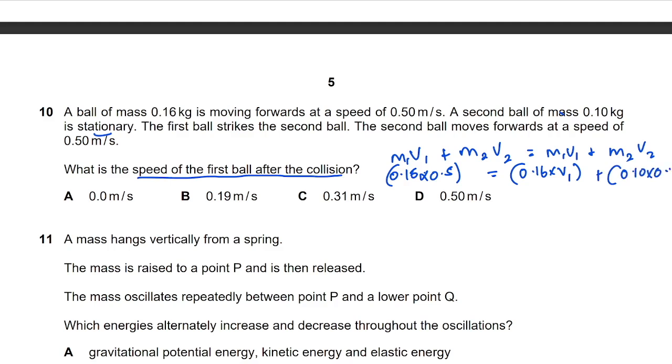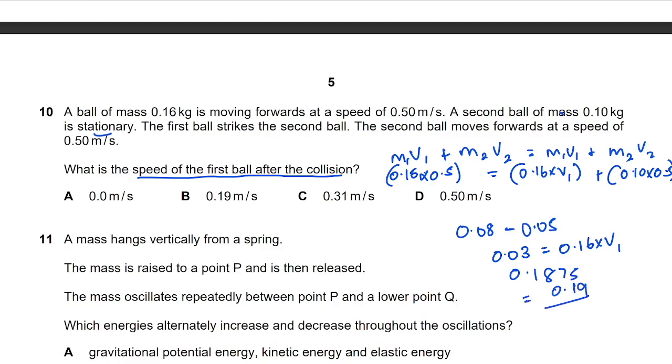Okay, so now I'll use my calculator and I'll say 0.16 times 0.5, which is 0.08, so 0.08 minus 0.10 times 0.5, so that would be minus 0.05. So this would be 0.03 is equal to 0.16 times v1. And I would just do 0.03 divided by 0.16 and I will get 0.1875, which is 0.19 as the answer. So the answer is 0.19.